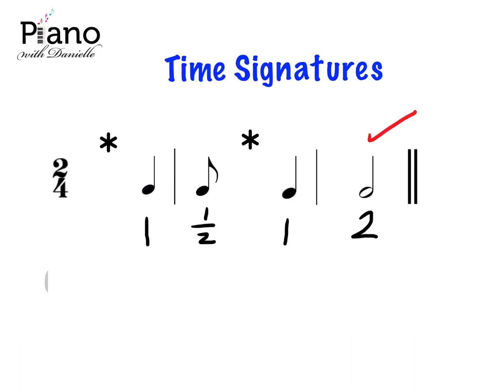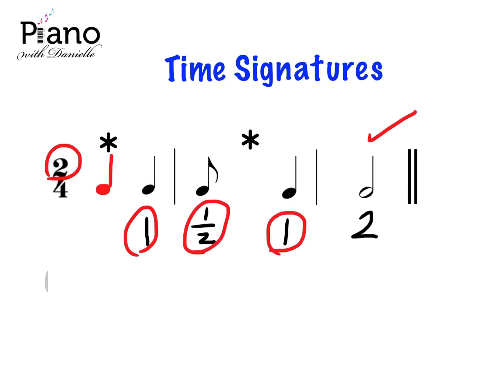Let's go back to the first bar now. In order to make this bar complete, I need to add another 1 count note, like so. In bar 2, I already have half a count and 1 count, making a total of 1.5 counts. So I need to add another half a count or another quaver, like so, to make the bar complete and add up to 2. This now makes all bars correct.